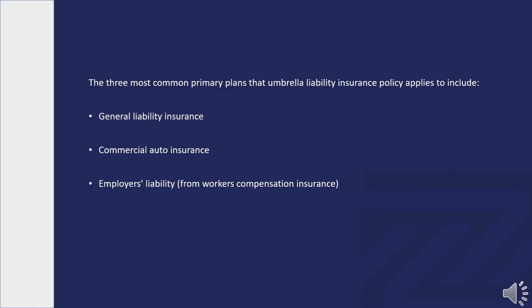You can only purchase umbrella insurance for your business once you have specific primary policies. Without having a primary policy, you can't get umbrella insurance. The three most common primary plans that an umbrella liability insurance policy applies to are general liability insurance, commercial auto insurance, and employer's liability insurance or workers' compensation insurance. Therefore, business umbrella insurance adds coverage to fill in the gaps between your existing plans and replace them in case of exhaustion. Businesses that need to extend their current liability coverage can also opt for business umbrella insurance.